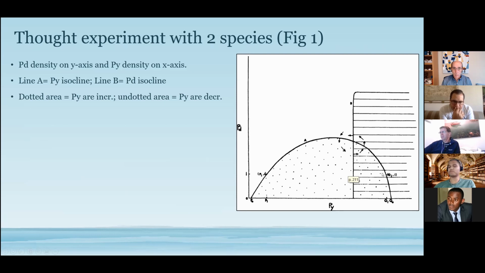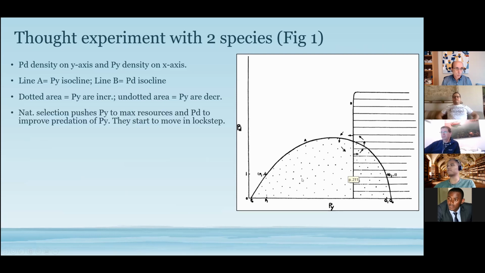And through natural selection, let's say the prey starts here. The prey would naturally want to maximize its number of resources to the point where it hits the max available resources. But at the same time, the predators, with their natural selection, are moving towards better predation and thus increasing the predation. And it moves in this curve-like feature.